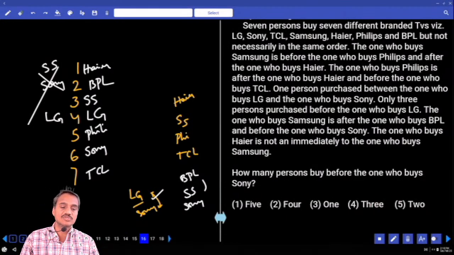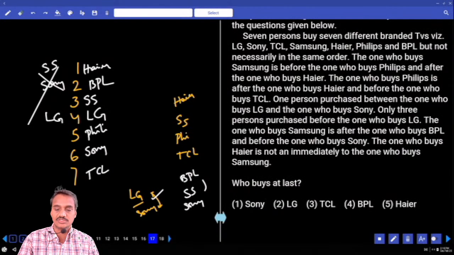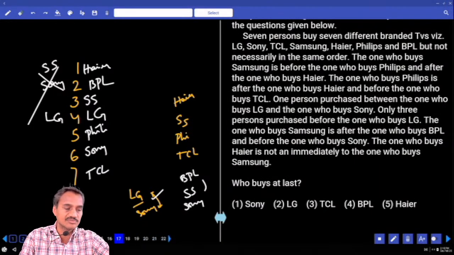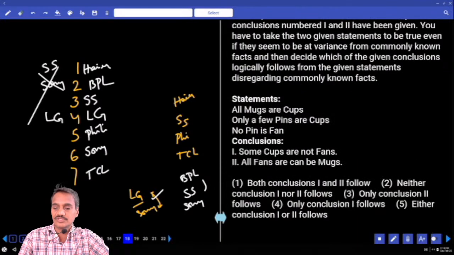Then 16 onwards: how many persons buy before the one who buys Sony? Before the one who buys Sony there are exactly 5 people, that is given in choice 1, question 16. And who buys at the last? TCL, that is choice 3, question number 17. Then 18 onwards.